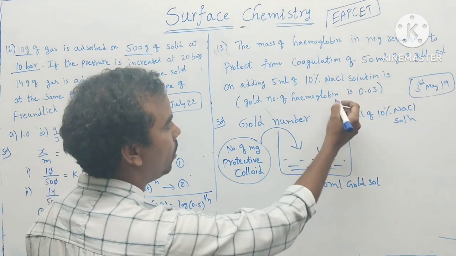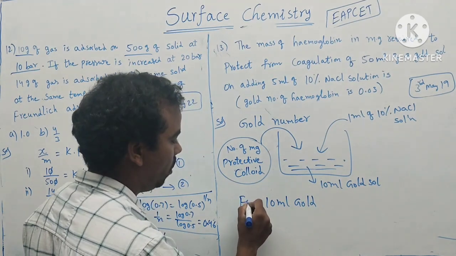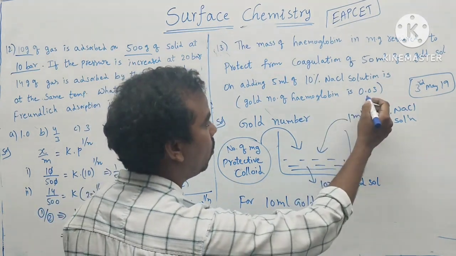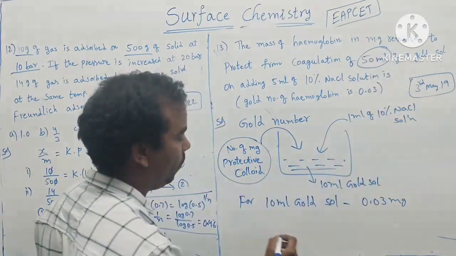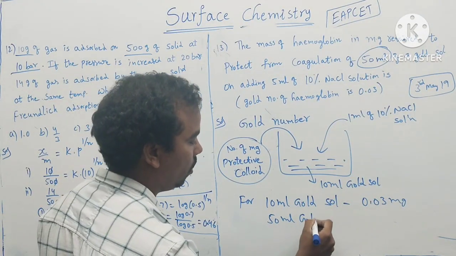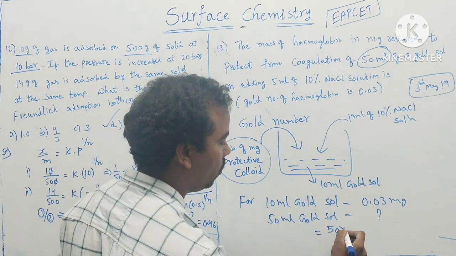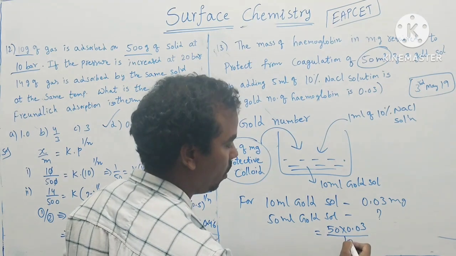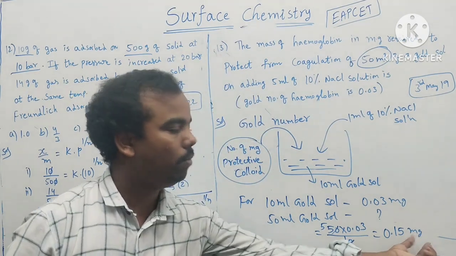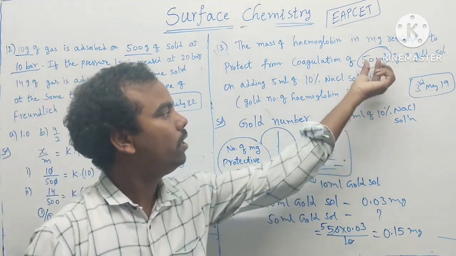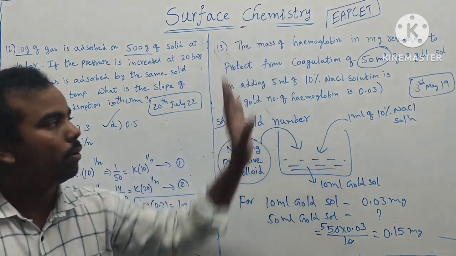So for the gold number of hemoglobin, for 10 ml gold sol, the hemoglobin gold number is 0.03 milligrams. For 50 ml gold sol, how many milligrams of protecting colloid are required? Cross multiplication: 50 into 0.03 by 10, that is 5 into 0.03, so 0.15 milligrams. So 0.15 milligrams is required to stop the coagulation of 50 ml of gold sol on adding 5 ml of 10% NaCl solution. So very easy, gold number is very important. Okay, note this.